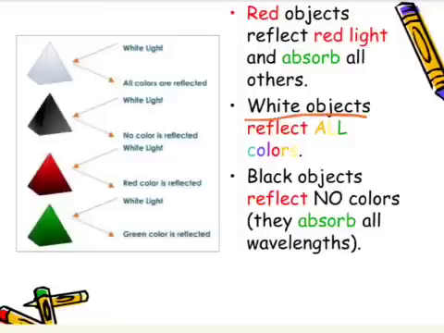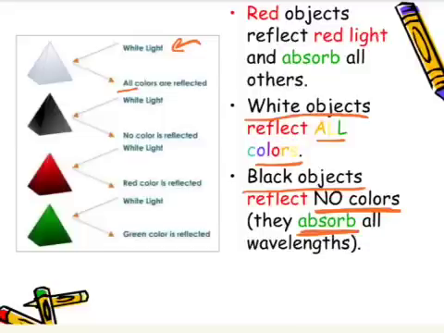White objects appear white because they reflect all the colors. So all of those wavelengths are coming back to our eye and we see that as white. So white reflects all. Black objects appear black because they don't reflect any color. They absorb all of the colors. Okay, so you shine white light on a black object, no color is reflected. You shine white light on a red object, red is reflected. You shine white light on a green object, green is reflected.